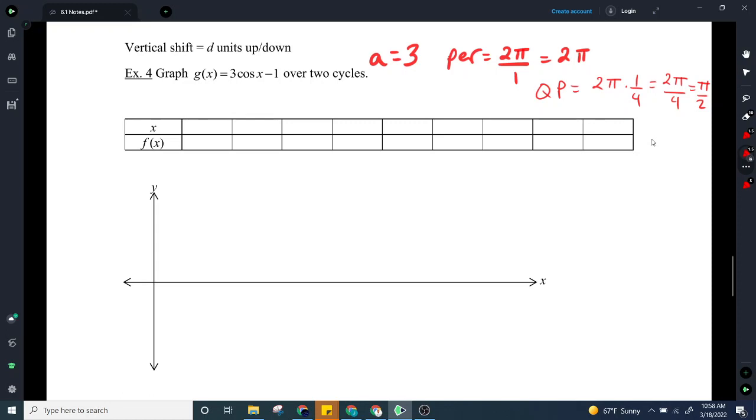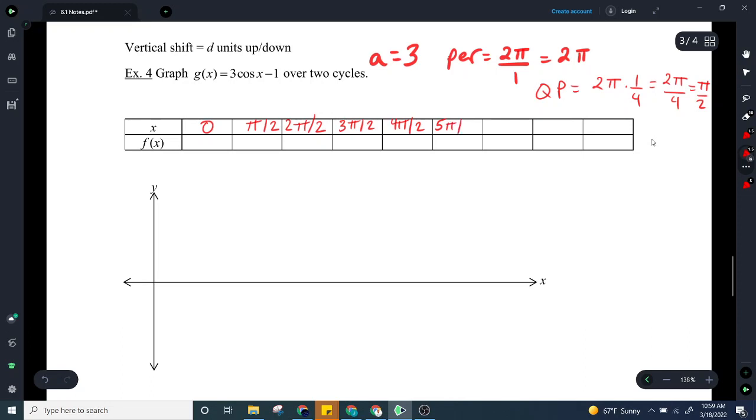So since there's no phase shift, my x value is going to start out at 0. And then the next key value would be pi over 2 because of the quarter period. And then pi, let's not reduce. Let's do 2 pi over 2, 3 pi over 2, 4 pi over 2.